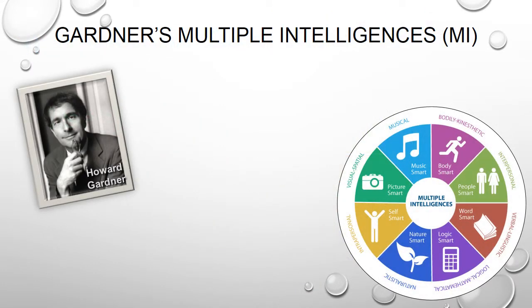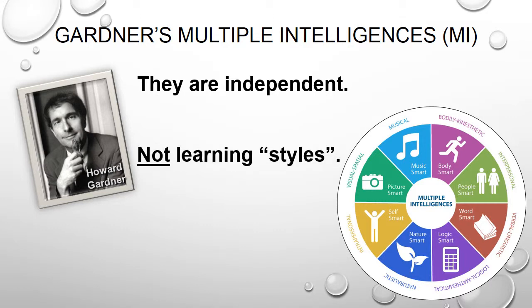A couple of concepts to consider about these different types of intelligences. They are independent. One intelligence is not particularly related to another. Strengthening one will not generally strengthen or weaken another. That's not to say a person cannot be strong in more than one intelligence, just that they don't generally influence each other. They are not learning styles. They are intelligences. This has to do with the brain.